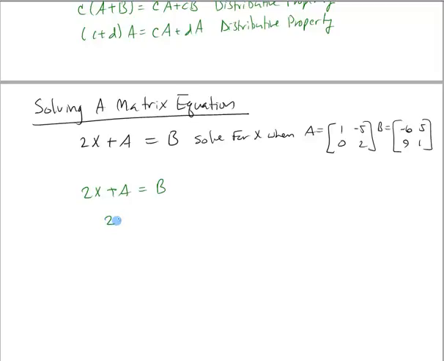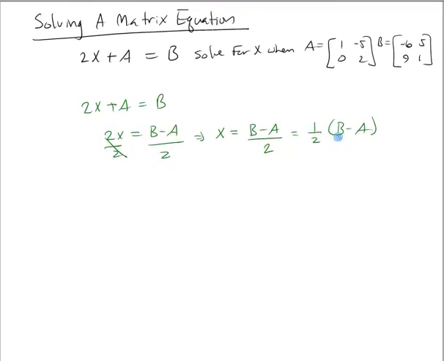I think the smart thing to do would probably be to subtract A from both sides and then divide both sides by 2. So we get x, the matrix x, a capital X, is equal to B minus A over 2. Another way we could look at this is 1/2 times B minus A. So it looks like if we take the difference between matrix B and matrix A and then take that times a scalar of 1/2, that would be our solution. Let's have a look and see what x equals.